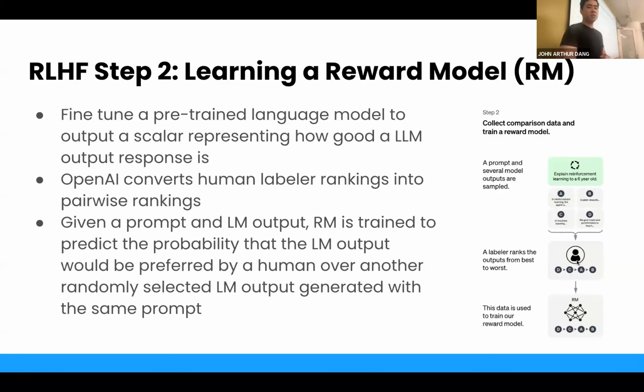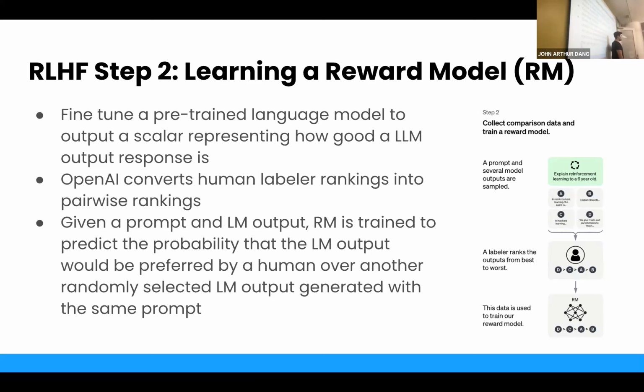Now to the RL stages. There's step 2 here, which is learning a reward model. And so what happens here is that we take a language model and we ask it to perform some task, like some instruction. Then what you do is you sample it multiple times. Say you get these 4 responses, A, B, C, and D, all sampled from the same model. You then ask a human labeler to rank the outputs from best to worst.